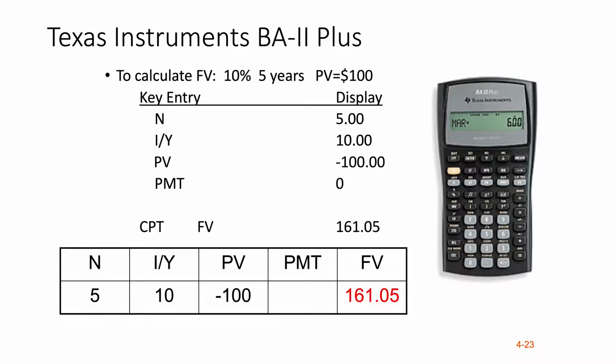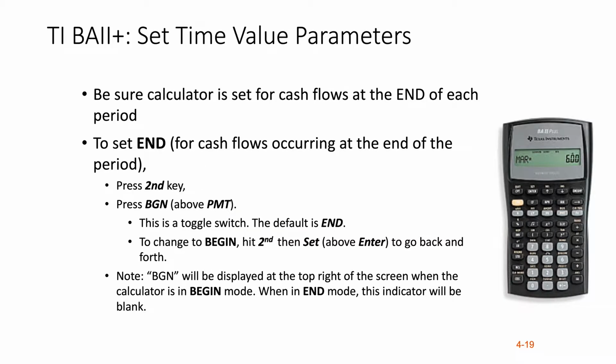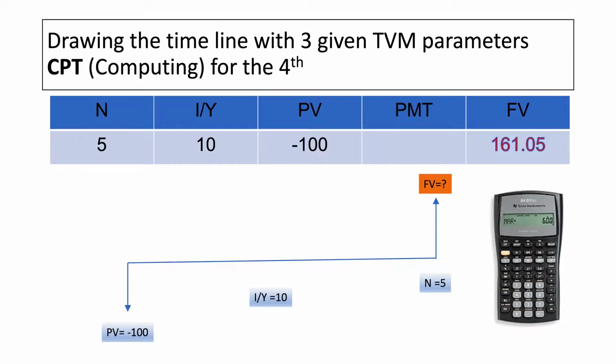How do I do that? Using my method. My method is, look at the next slides. I always draw a timeline like this. Timeline here, the first one is present value, arrow down.